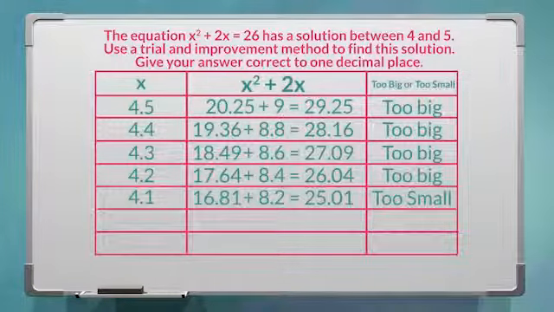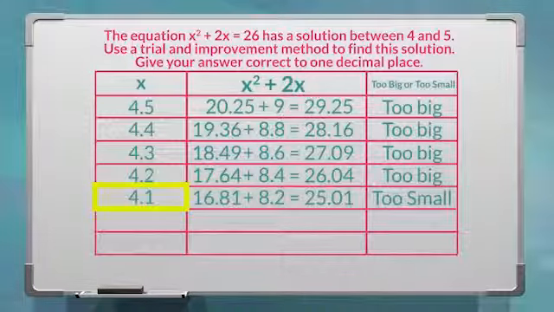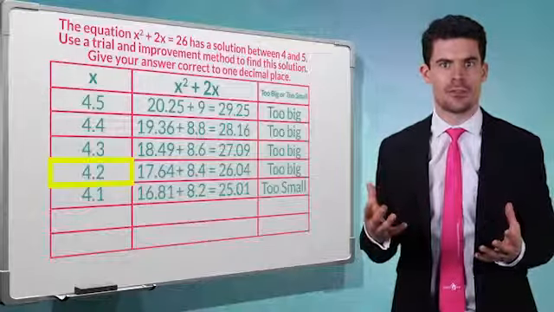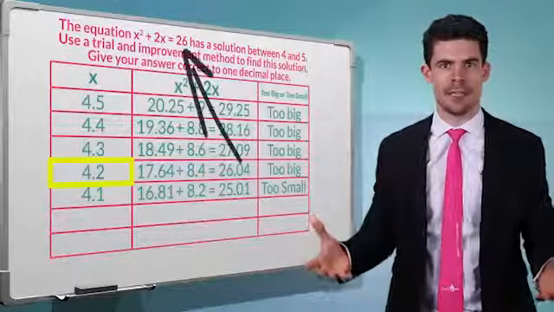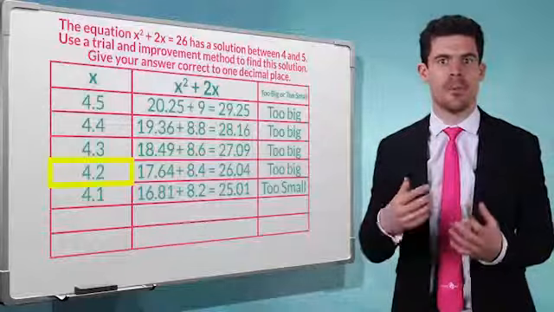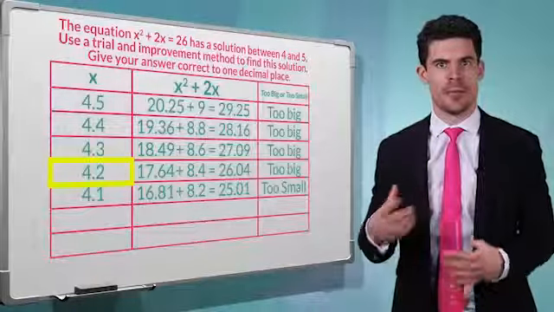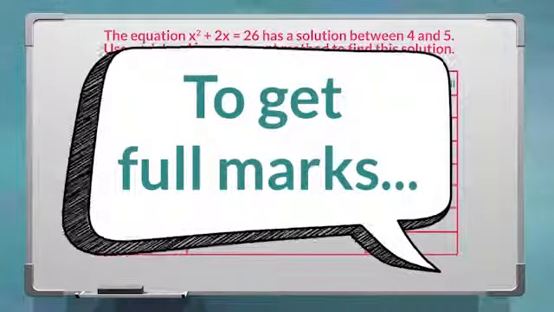Right, when we get to this stage where one value gives something too big and the other gives something too small, it would be very tempting to stop and say that 4.2 is the best value to use, as 26.04 is closer to the 26 we need. This is correct, and if you completed the table and gave your answer as 4.2, you would get 3/4 of the marks available. However, in order to get full marks, you need to do one more thing.